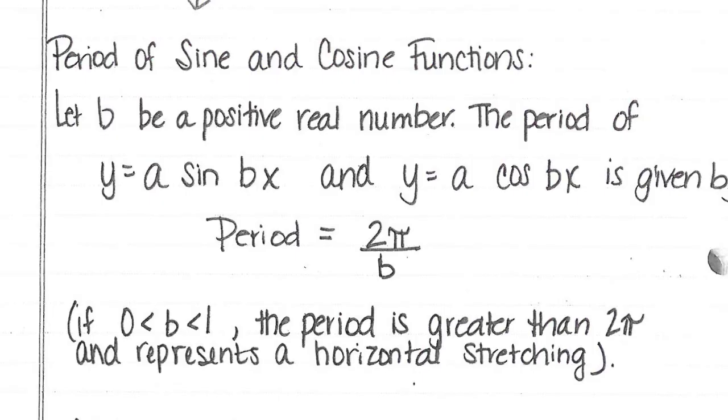Here is the information. Period of sine and cosine functions. Let b be a positive real number. The period of y equals a times sine of bx, y equals a times cosine of bx, is given by the period is equal to 2 pi over b. This is what we just went over. If 0 is less than b, which is less than 1, the period is greater than 2 pi and represents a horizontal stretch.